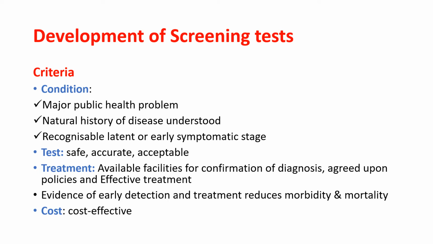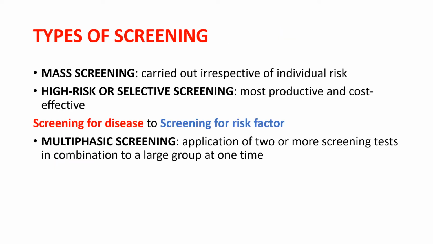Now T2, that is the treatment. There should be available facilities for confirmation of diagnosis, agreed upon policies and proper effective treatment. And there should be evidence of early detection and treatment reducing the morbidity and mortality of the disease, that is the sickness and deaths due to the disease. And of course, C2 is that the disease needs to be cost effective, and case finding should be a continual process.